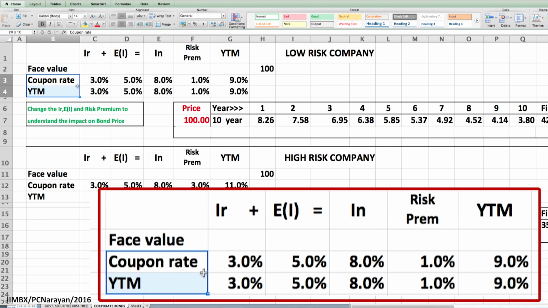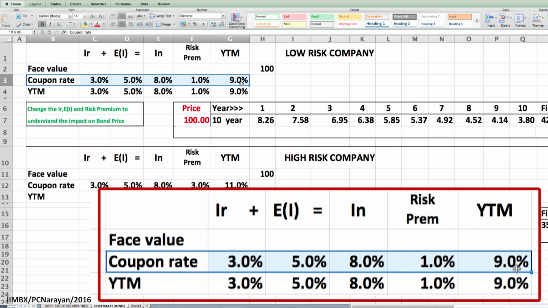The coupon rate at the time the bond was issued by this company is 3%, as we saw in the case of the government bond. 3% is the real interest rate, 5% is the expected inflation, and 1% is the risk premium. So the coupon equal to the YTM at the time the bond was issued in the case of the low risk company would be 9%.